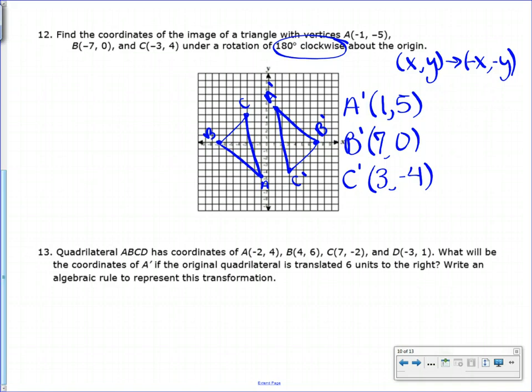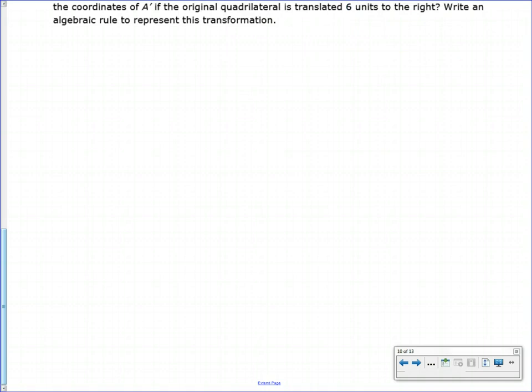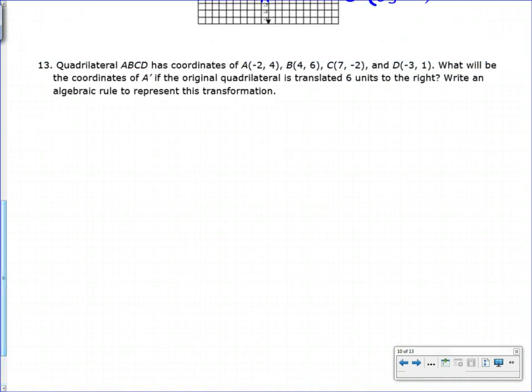Number 13. Quadrilateral ABCD has coordinates at A is -2, 4, B is at 4, 6, C is at 7, -2, and D is at -3, 1. What are the coordinates of A prime if the original quadrilateral is translated 6 units to the right? So if I'm going to the right, that's a change in my x. So we're only looking for A prime. So we're going to start with A. To the right is x, and because it's positive, we're going to do x + 6.